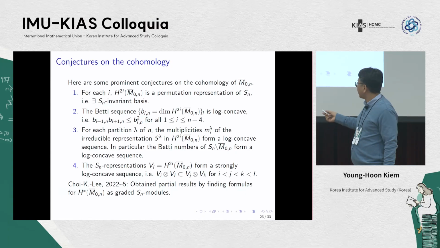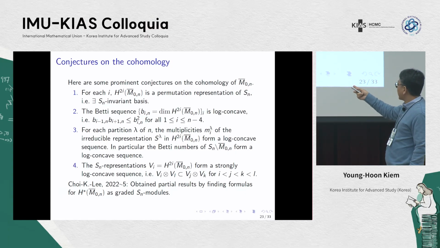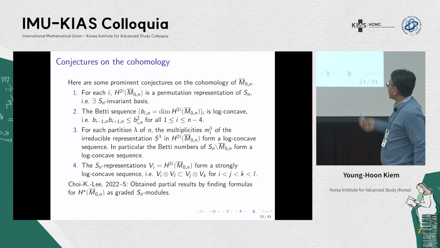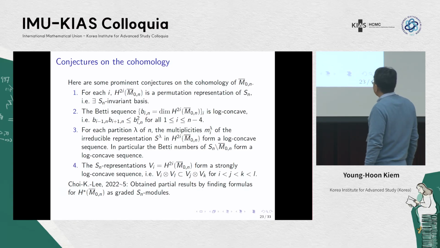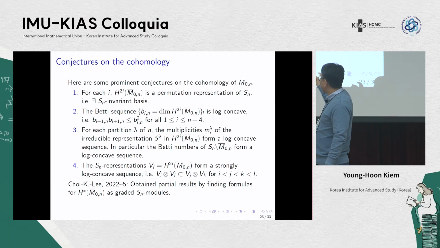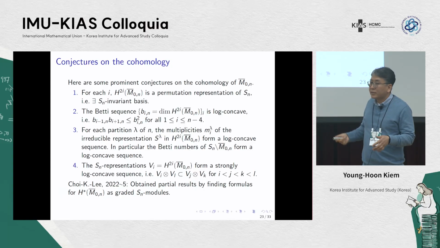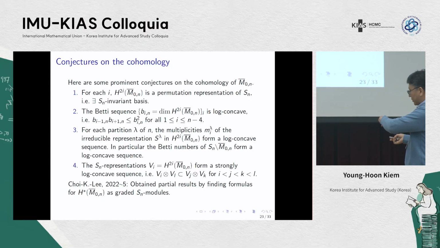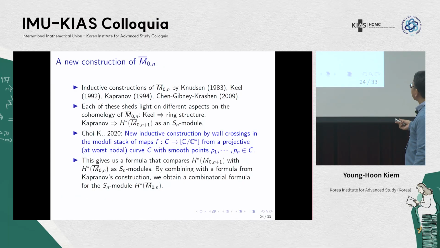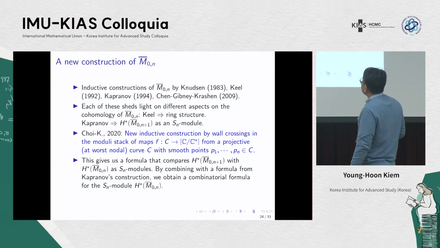So during the past 3 or 4 years with Jin-Won Choi and Donggan Lee, we obtained partial results about all these conjectures by finding combinatorial formulas for the cohomology of M0,n bar as graded Sn modules. Okay, for the remaining 3 minutes, let's just skip through the main ideas.